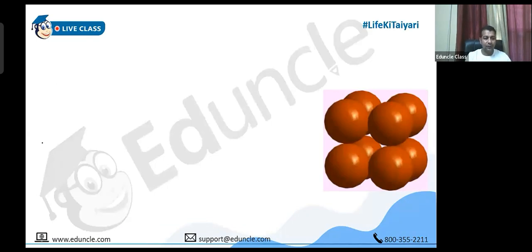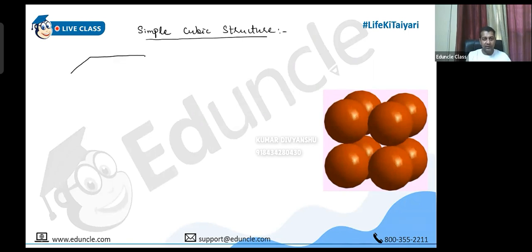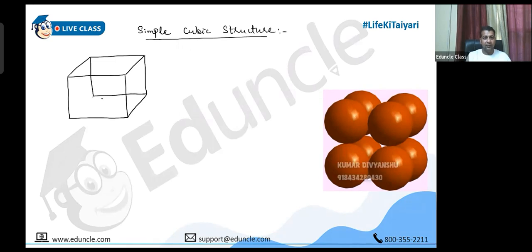So first of all, simple cubic structure. Now, this is the simple cubic structure that I have shown. In a simple cubic structure, there are atoms at the corners of the unit cell. So atoms are at the corners like this. The unit cell of the simple cubic structure is primitive in the sense that atoms are present only at the corners. And if we see the contribution of the atoms, then there is one atom per unit cell.